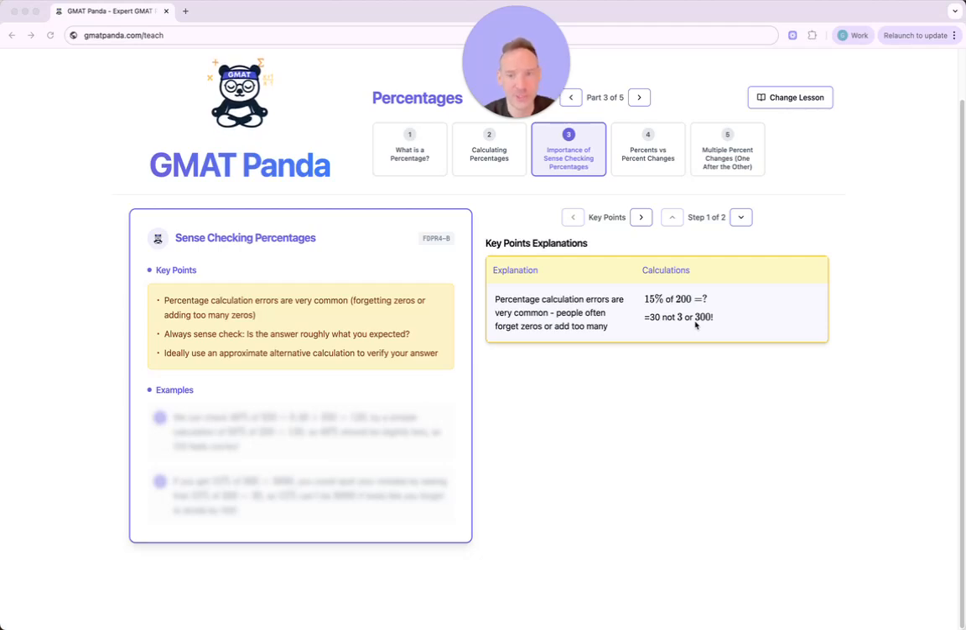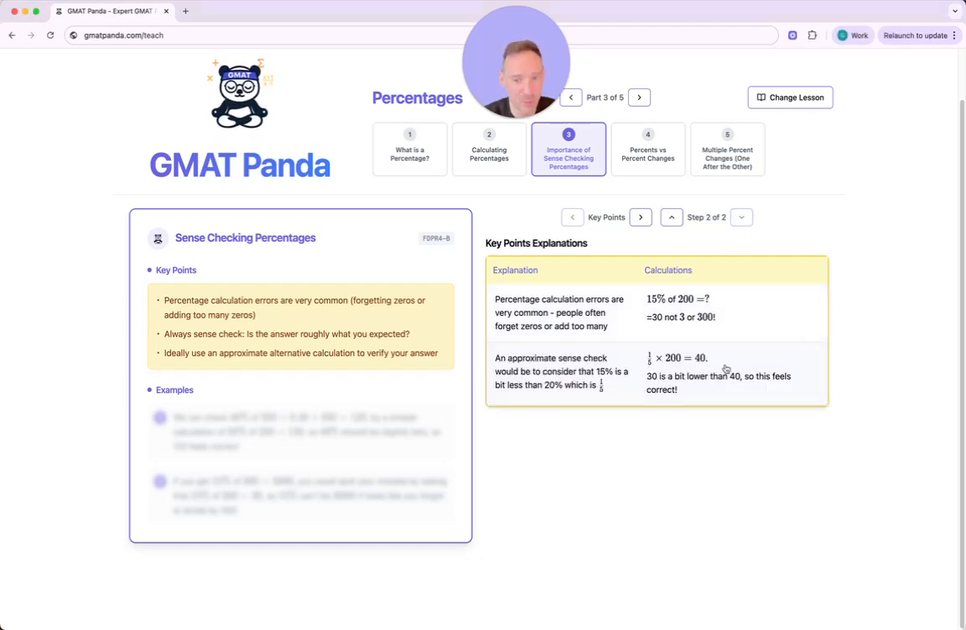Now, how could we sense check that quickly? Well, one way of doing it, and there's always multiple ways of doing it, is to think, okay, 15% is a little bit less than 20%. And 20%, some of you may know, or may know by the time they take the GMAT, is 1/5 of something. Calculating 1/5 of 200 is quite easy. That is 40.